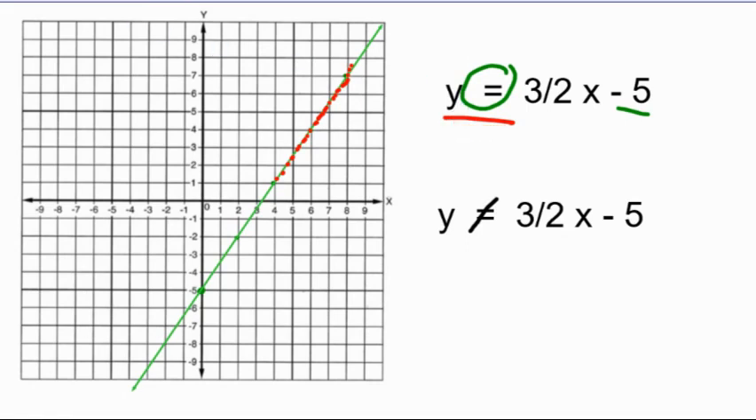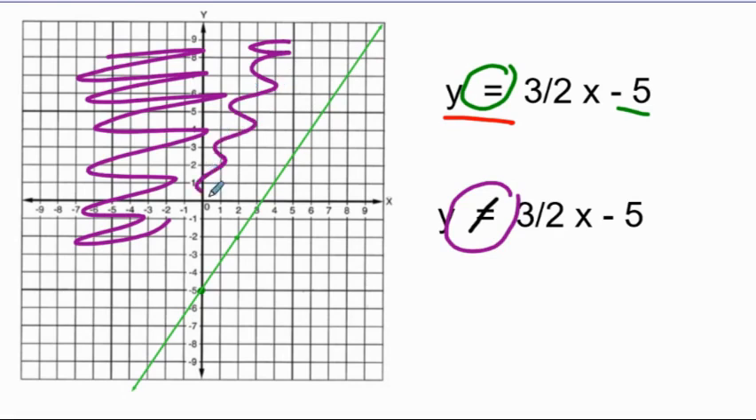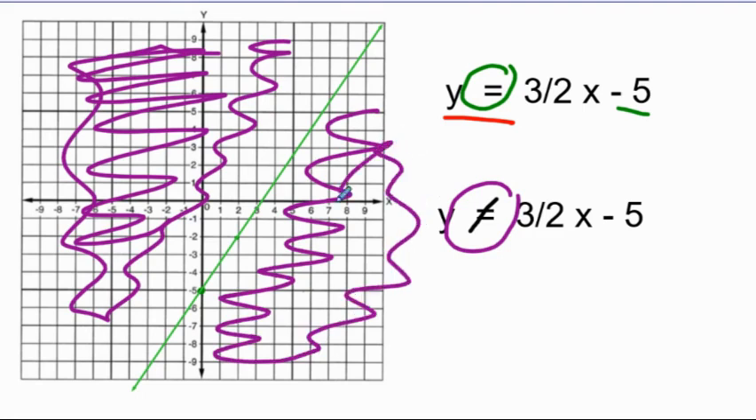But what happens when we have an inequality? I'll just do another graph here, in purple. When we have the inequality, everything that's not on the line is true. Everything over here is true, and up here, everywhere on this graph is not equal to that. Everywhere except for the line.